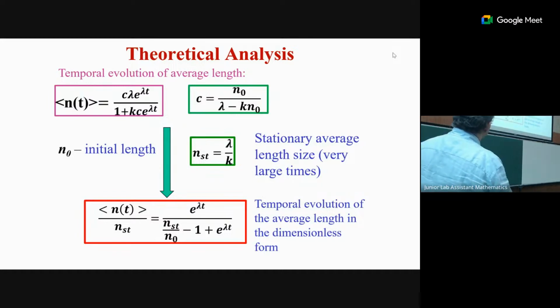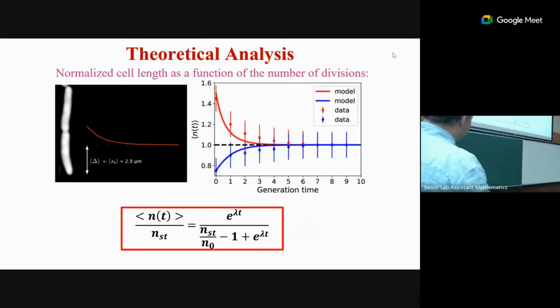Very simple. It's essentially a combination of exponents, and you can even present it in this dimensionless language, as people in mathematics like to do, right? So there is no number here. And here is experimental data. The points are experimental data, the lines are the fitting of this theory. Extremely simple theory. And it works.